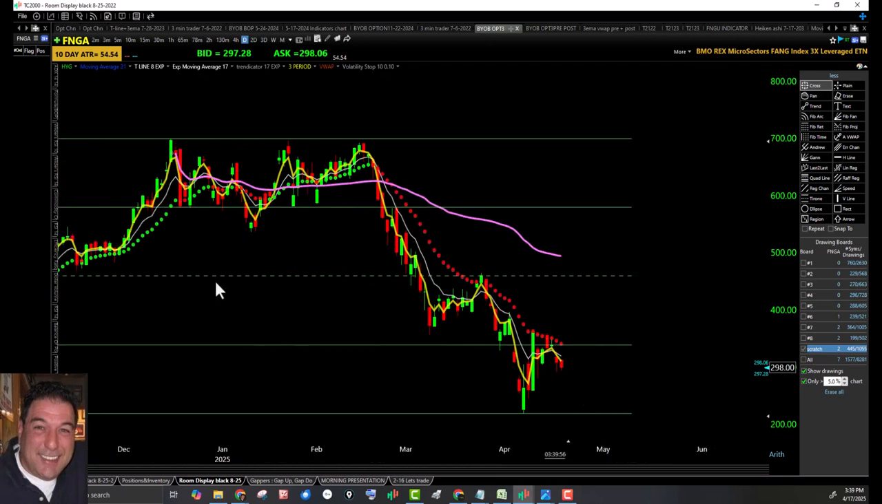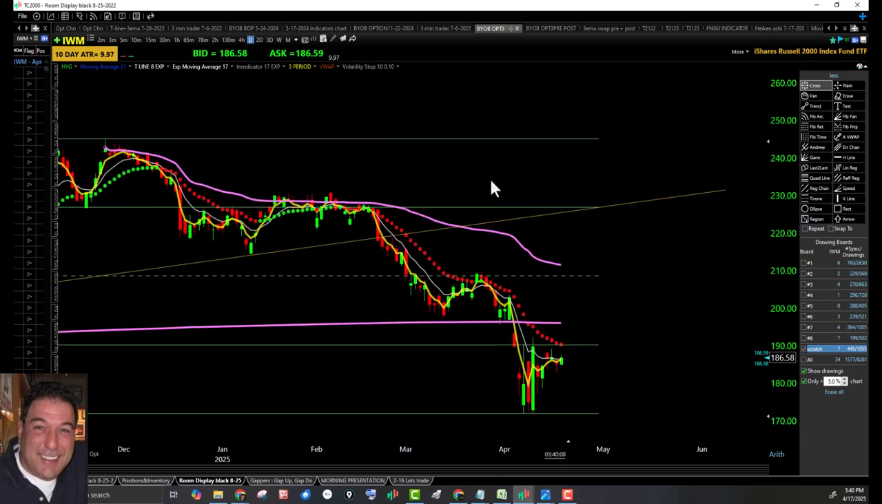Price action moves up, you give it up, that's neutral. You move up, you give it up, and more, that's bearish. So in the lower third, that's bearish, FNGA. Let's take a look at IWM.